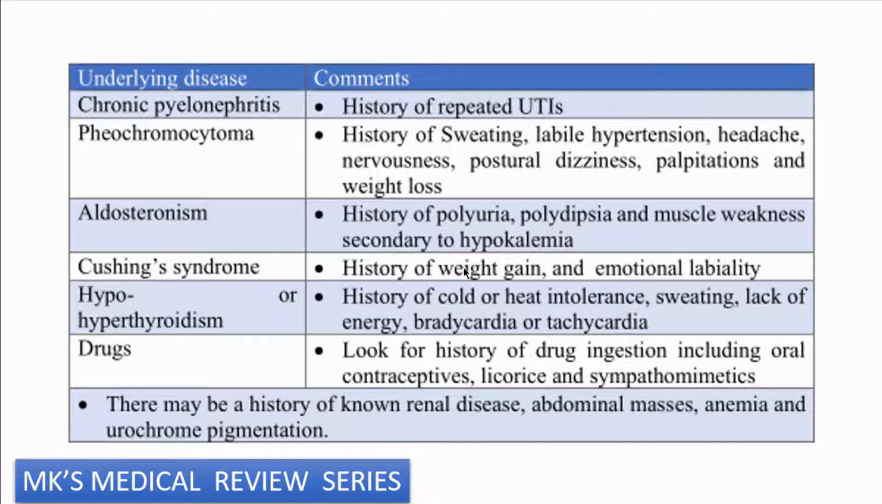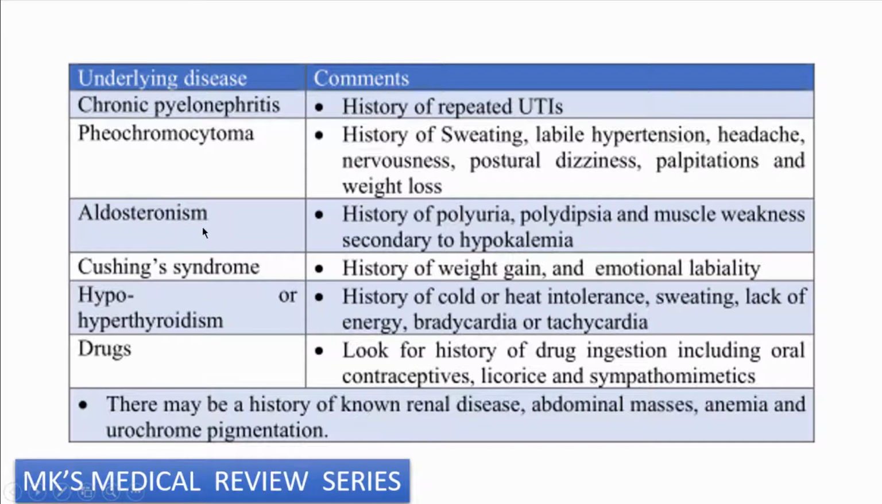So here are some of the other clinical features that you may see in some conditions that are present. This is not really an exhaustive list. It's just to give you an idea of how you should tailor your reading and actually know your stuff. So you may have chronic pyelonephritis, which will give you a history of repetitive UTIs. You may have pheochromocytoma. Remember, this is a tumor of the adrenal medulla producing catecholamines. You may have a history of sweating, labile hypertension, headaches, nervousness, postural dizziness, palpitations, and even weight loss.